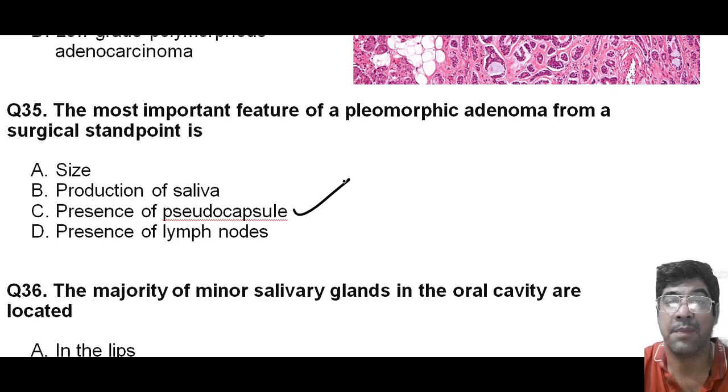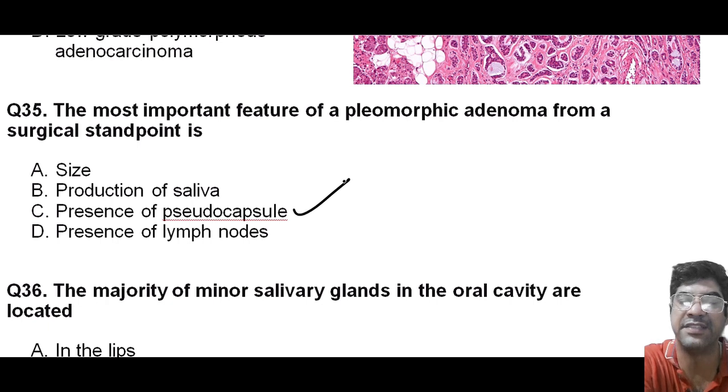So the presence of pseudocapsule is important, as the attempts at the enucleation, that is removal of the tumor from its pseudocapsule, should be done very carefully. That can lead to incomplete removal of the tumor, leaving behind the viable tumor cell nest. So there can be chances of recurrence.